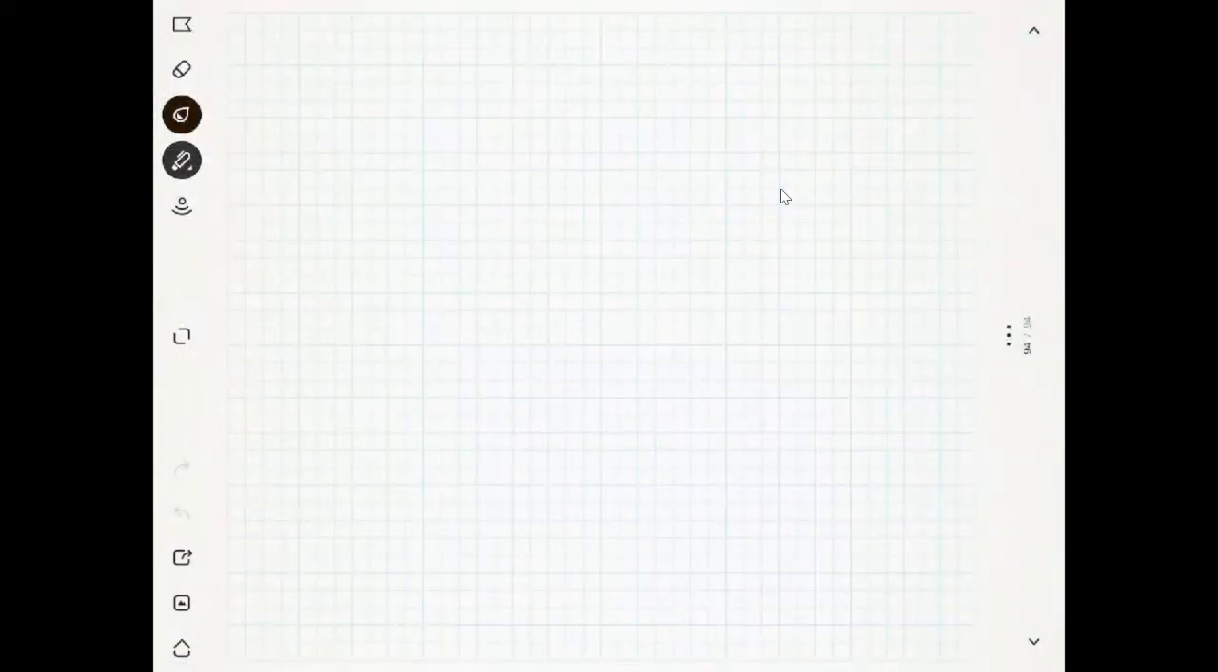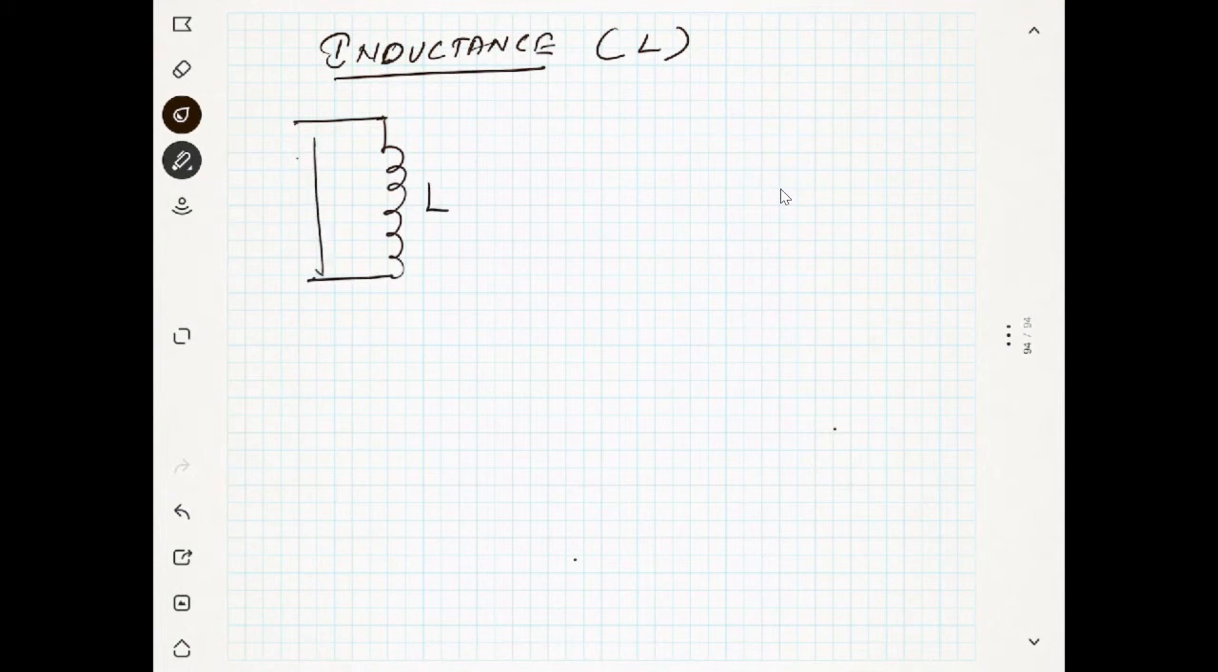Now we will see something very interesting, which is known as inductance. Inductance is the property of the material, usually denoted as L. Suppose you have an inductor, usually represented like this, and the voltage across it is V. You mark it L, and suppose some current is flowing, this is some current I.